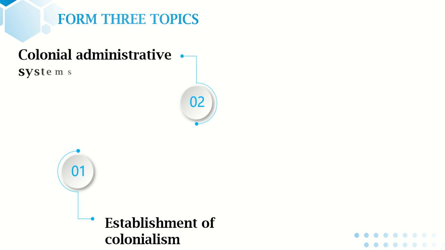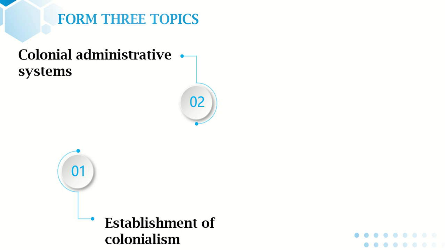Topic number 2 is colonial administrative systems. After Europeans succeeded to colonize Africa, or to conquer Africans, they established the political structure for how to administer their colonies. So they administered the Africans by using direct rule by Germany, indirect rule by the British, and the assimilation policy by Portugal and somehow Belgium.